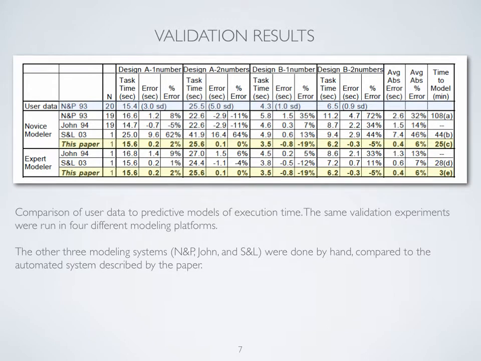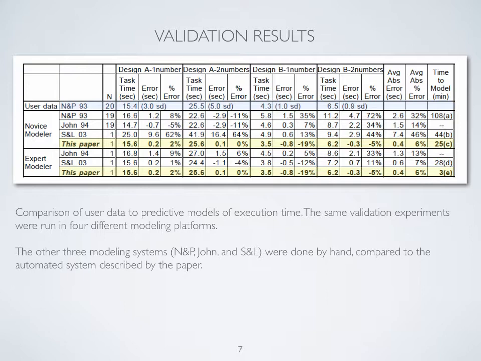So here are the results. Here are the comparisons of user data to the predictive models of execution time. And in this chart, you can see 4 different modeling platforms, 3 past modeling platforms, and then the one from this paper. So in blue is the actual user data, and in yellow are the predictions from each respective model.